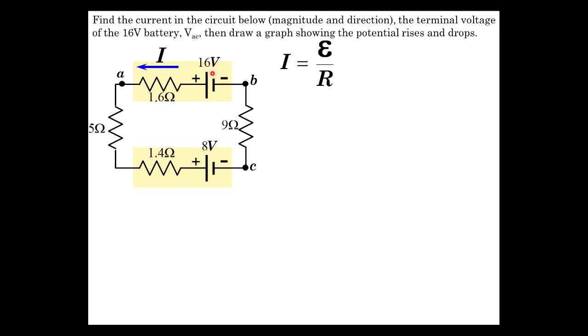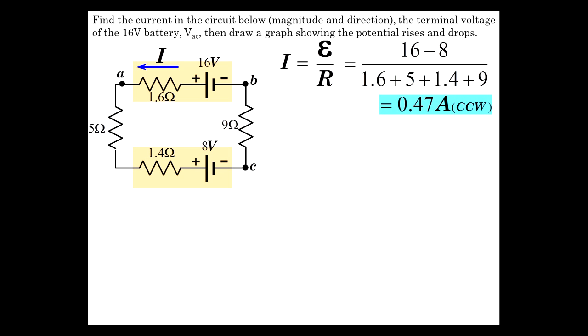By inspection, you can probably see that the 16 volt wins because this is only 8 volts, which is positioned the other way. So 16 minus 8, that's the EMF, and the resistance is 1.6 plus 5 plus 1.4 plus 9. That gives us 0.47 amps, and it's going counterclockwise. Pretty easy to see that.